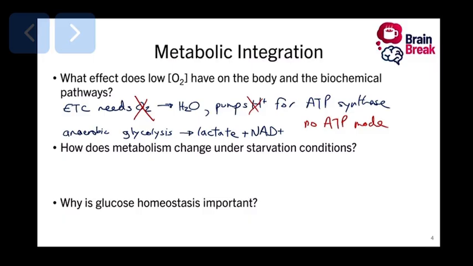Okay, what about under starvation conditions? All right, so if we're under starvation conditions, we need to make ATP. Thinking about all of your pathways, which pathways are going to be on and which ones are going to be off. So let's take a look at Mentimeter.